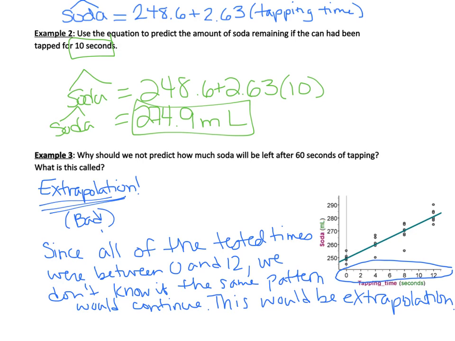And actually, if you want to think about this logically, if you were to check it for 60 seconds, you would get something more than a liter, which is much, much bigger than a can of soda. So it would be completely impossible to predict that. You would get an outrageous value that wouldn't work. So that's one example of why extrapolation wouldn't work.